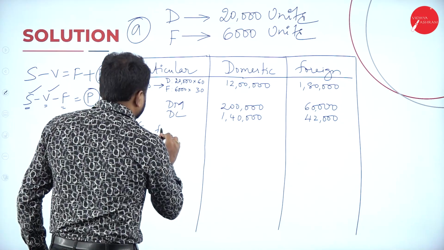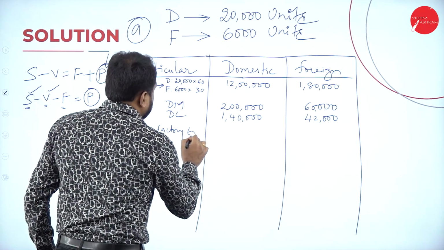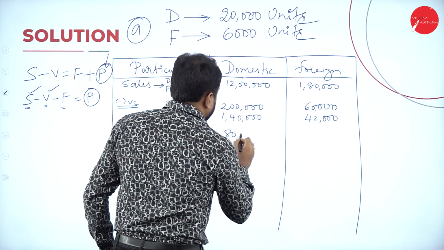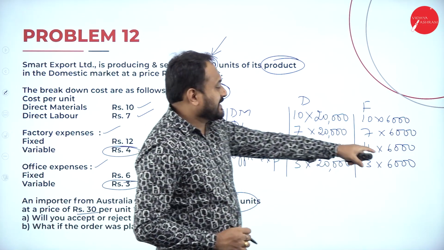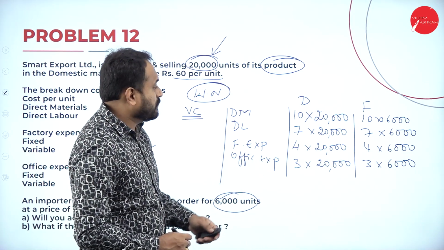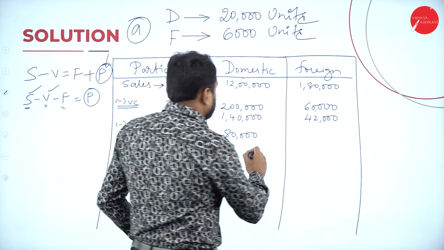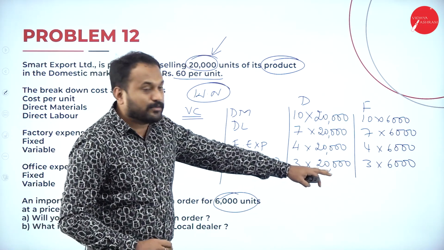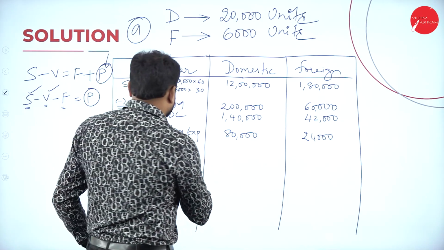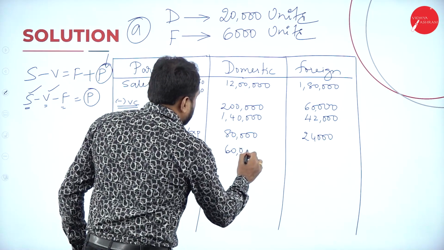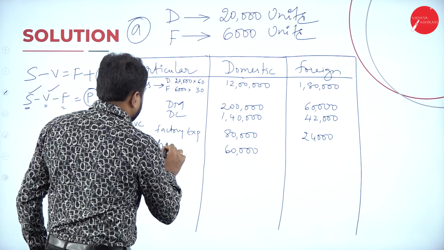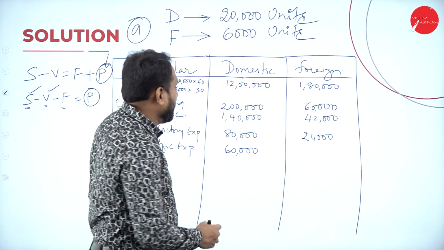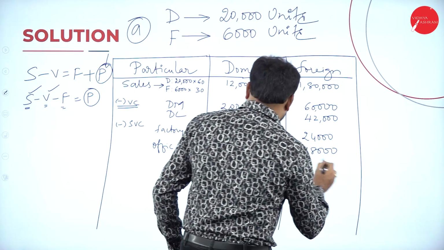So we'll write here factory expenses. How much is it? 4 2s are 8, 80,000. And then 4 6 is 24, in the sense we have 24,000. Next, office expenses, 3 2s is 6, so it is 60,000 here. Here we'll write 60,000. And what is that 60,000? Office expense. Done. Next we have 3 6 is 18, so it is 18,000. I'll write here 18,000.